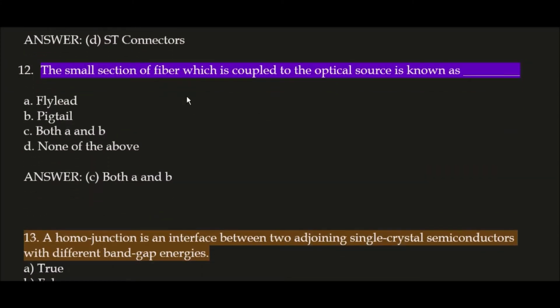Next question. The small section of fiber which is coupled to the optical source is known as fly lead as well as pigtail also. Here the correct answer is option C, both A and B. Okay. Next question.